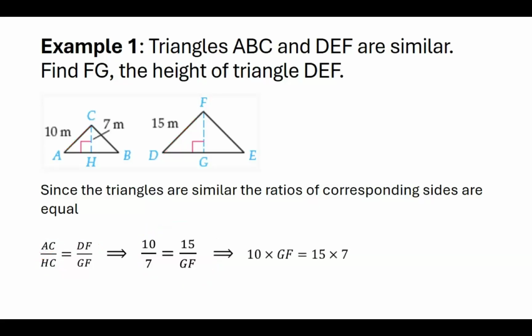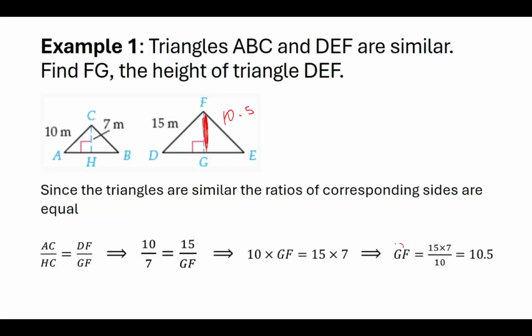So if you multiply 10 times GF, this is the same as 15 times 7. 10 times GF is going to be equal to 15 times 7. Now, since I want to solve for GF, we could move the 10 dividing, and you get that GF is equal to 15 times 7 divided by 10, which is 10.5. And so that is the answer. The height is actually 10.5.